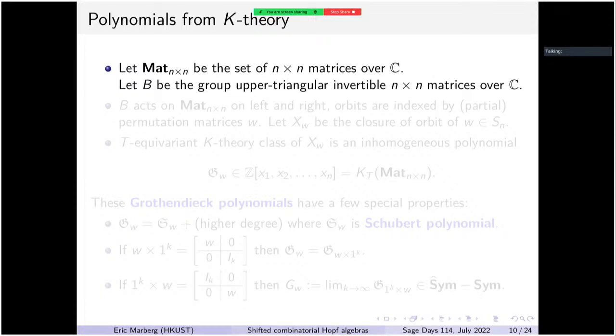Okay, so now I want to talk about a kind of K-theoretic generalization of these algebras. This arises in some work of Lenart and Pylyavskyy from a decade ago.